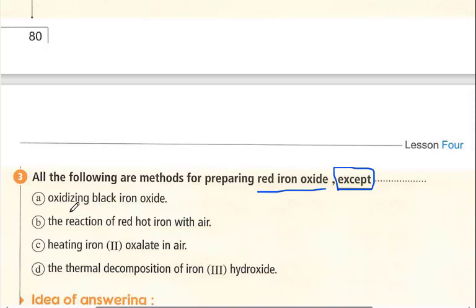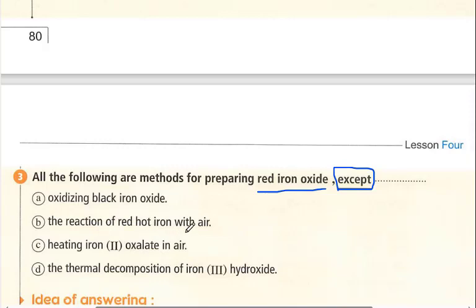Oxidizing black iron oxide, whether black iron oxide is magnetic iron oxide or ferrous oxide, oxidizing these substances will produce the higher oxidation state of iron, which is red iron oxide or ferric oxide. So this is a way of preparation.